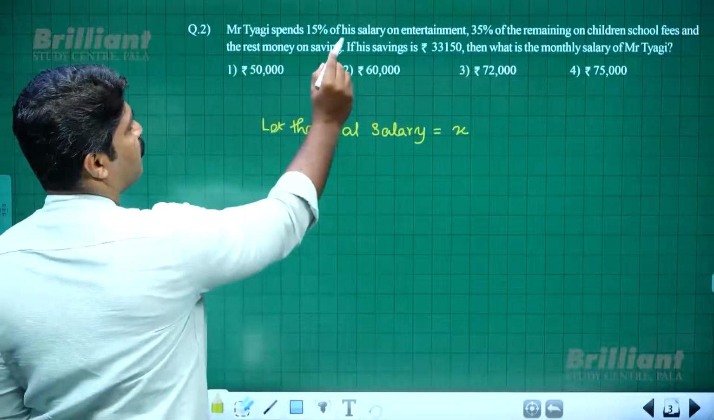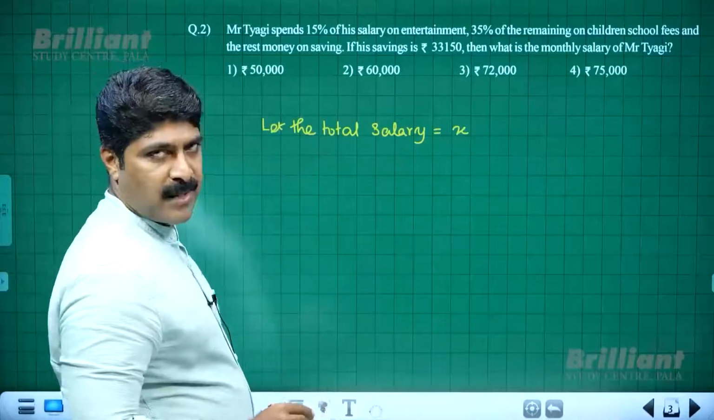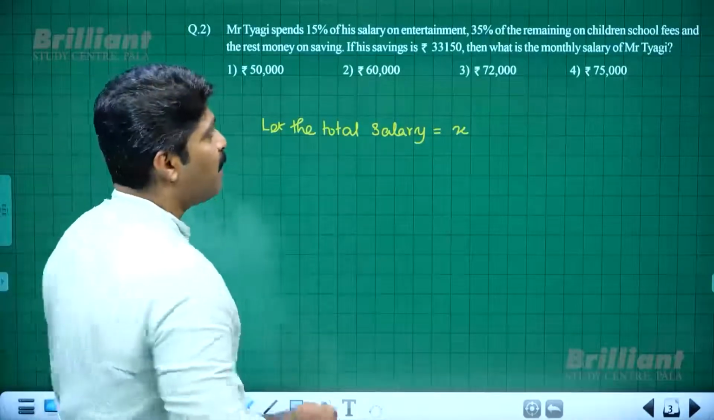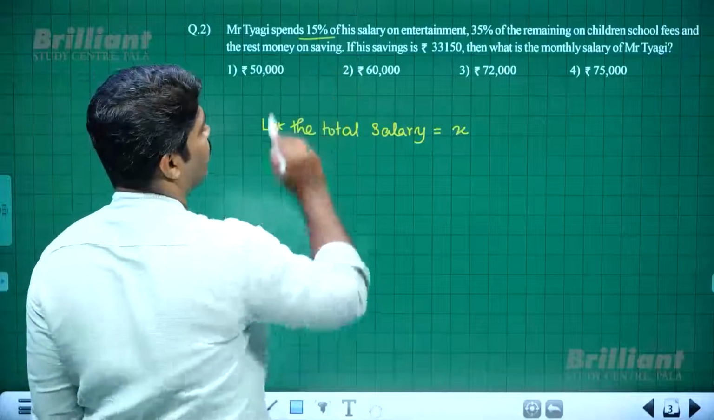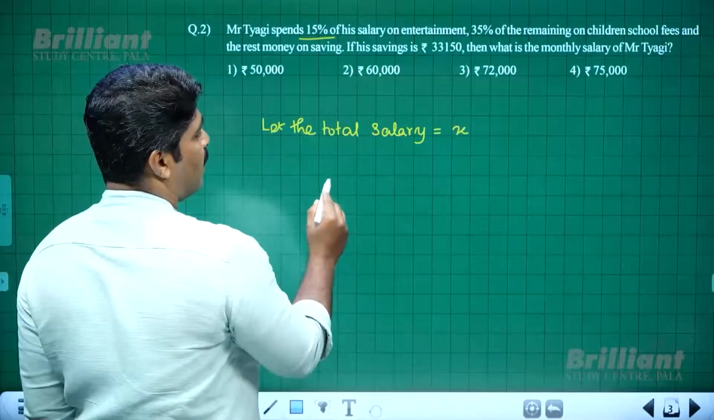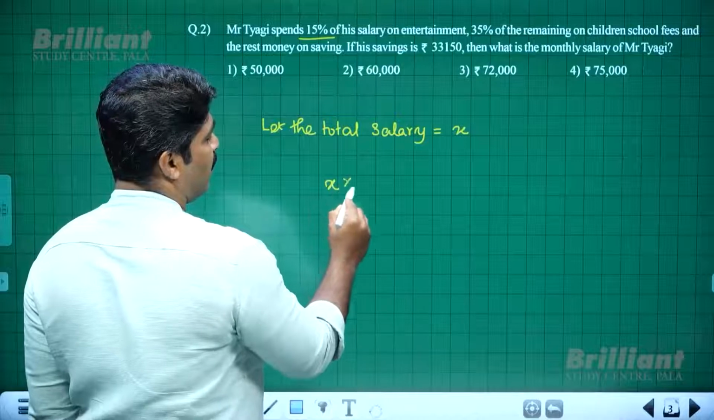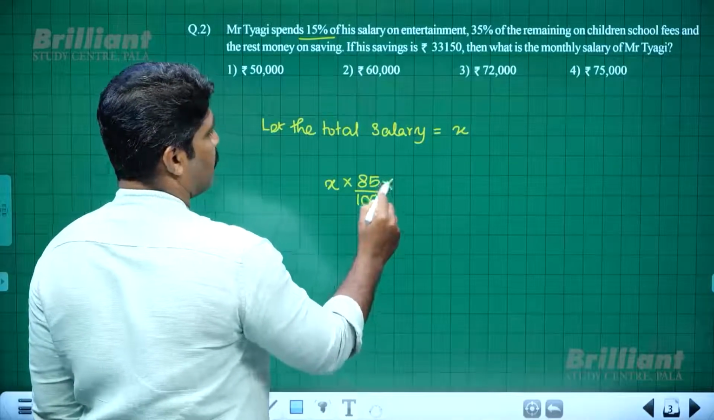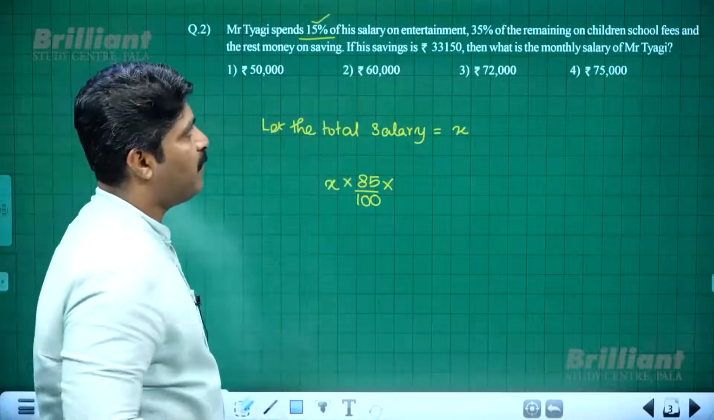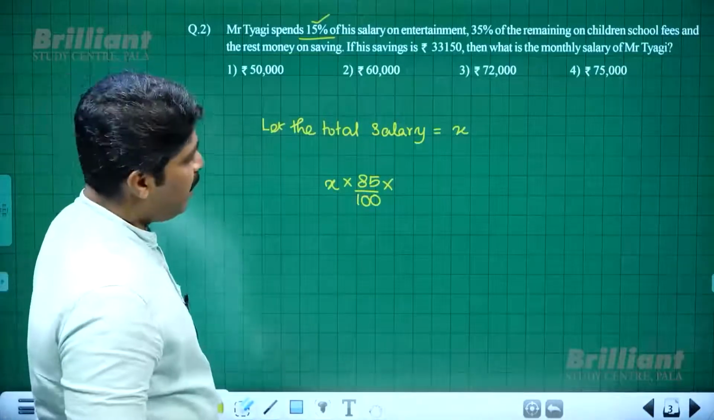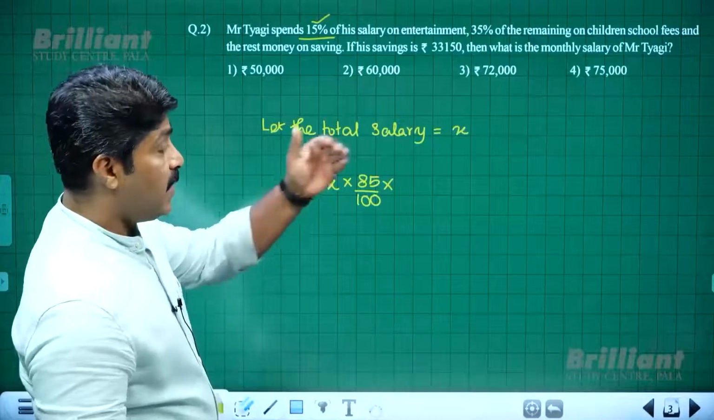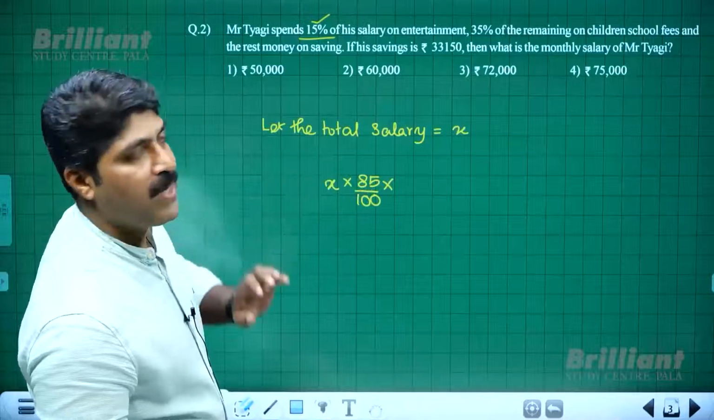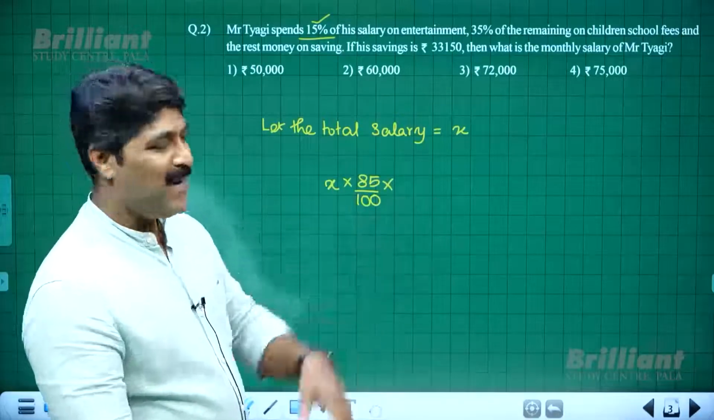Tyagi spends 15% of his salary on entertainment. So here we are considering the remaining quantities. After this 15% spending on some head, 85% of X rupees will be remaining. Got it? 15% is spent for entertainment, so the remaining 85% will be there. 35% of this amount is spent for children's school fee. So think about which will be the remaining quantity.